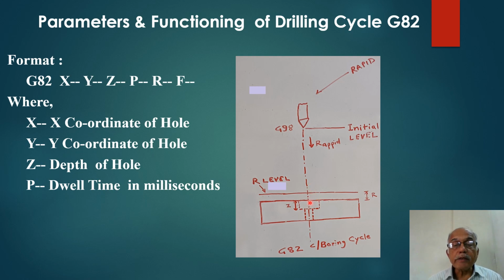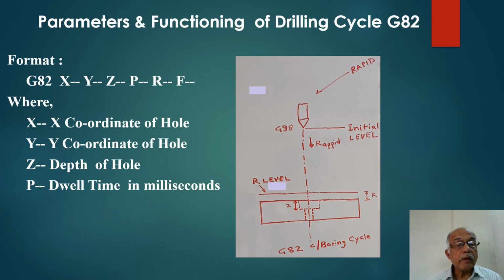Once the drill achieves the depth up to this point, the drill will not retract. It will rotate, but it will not move for some time. This is called dwell time and it is given in milliseconds. So at the end of the drilling operation, the drill will rotate but it will not retract or move for some time. This is called P or dwell time in milliseconds.